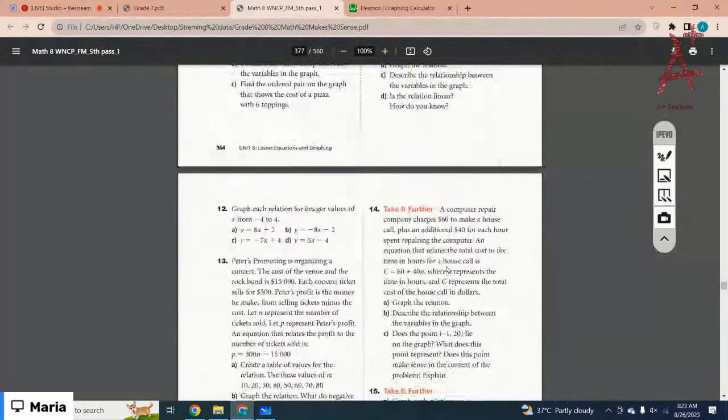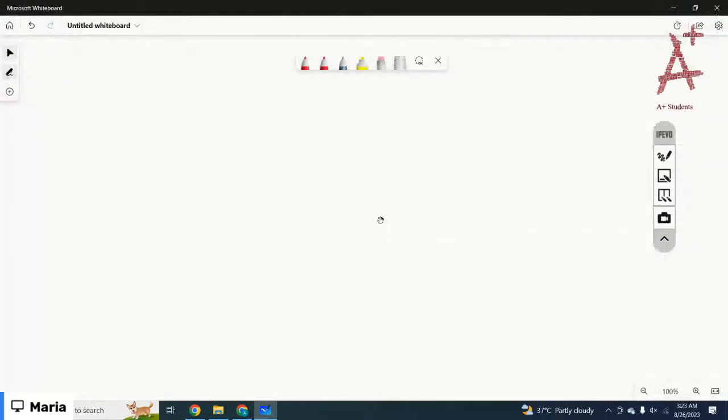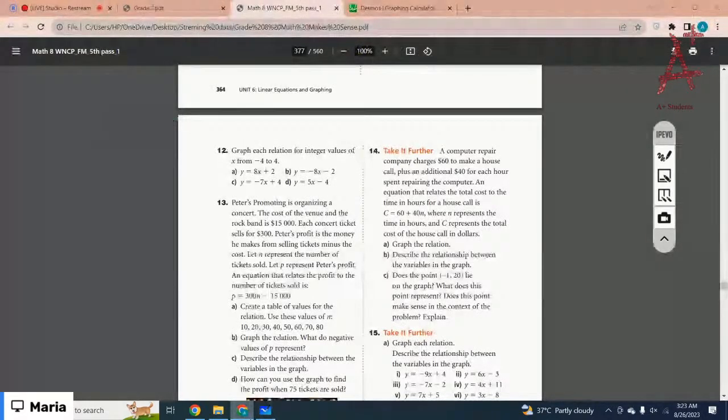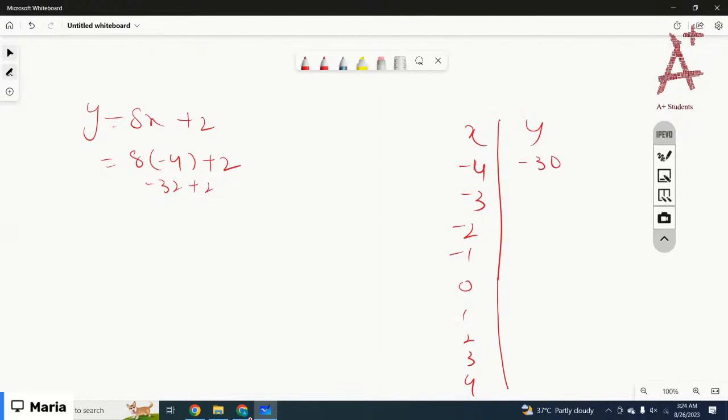Okay. Let's start with question number 12. Graph each relation for the integer values of negative 4 to 4. y equals 8x plus 2. And you have to calculate the values from negative 4 to 4. Right? Then you have to plot the graph. Negative 4: 8 times negative 4 plus 2. 4 times 8 is 32. Negative 32 plus 2, that would be negative 30, right?